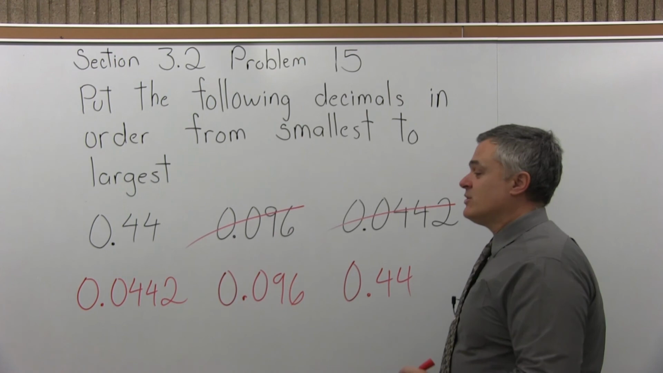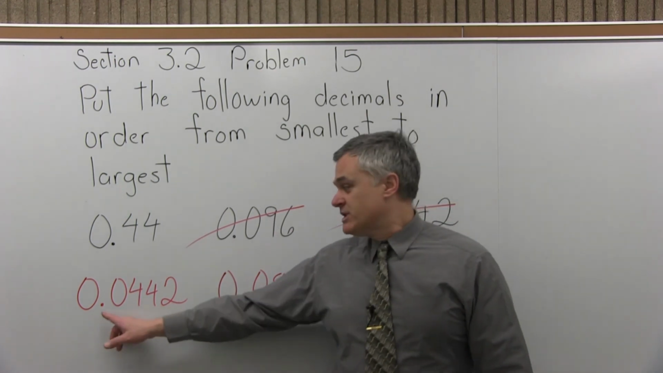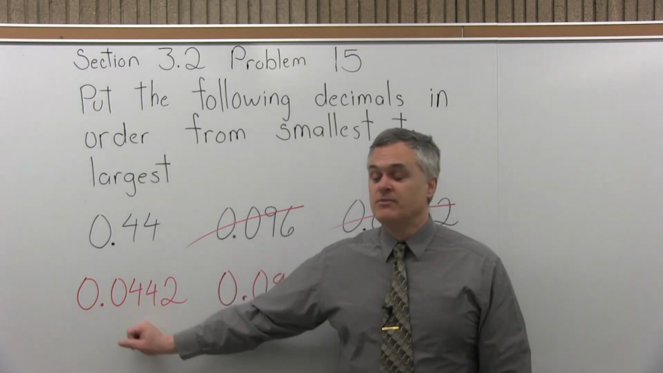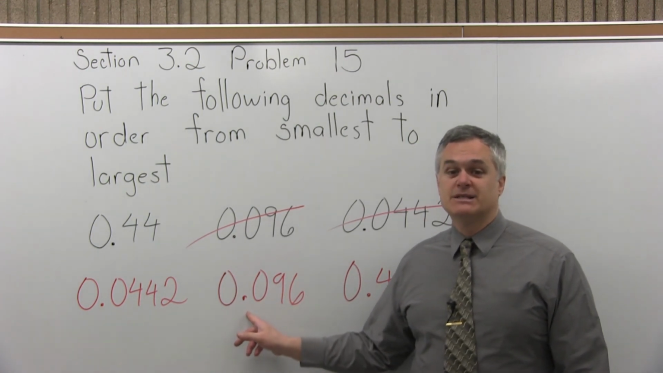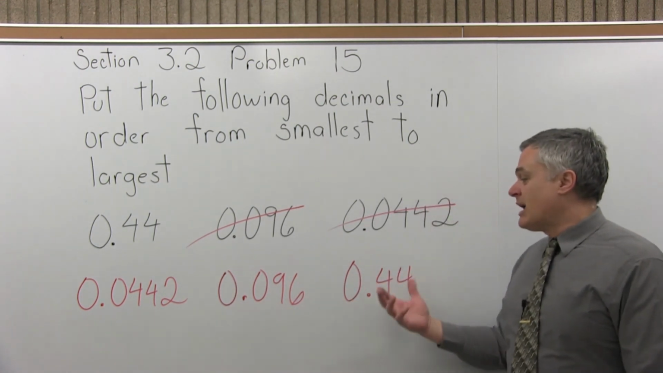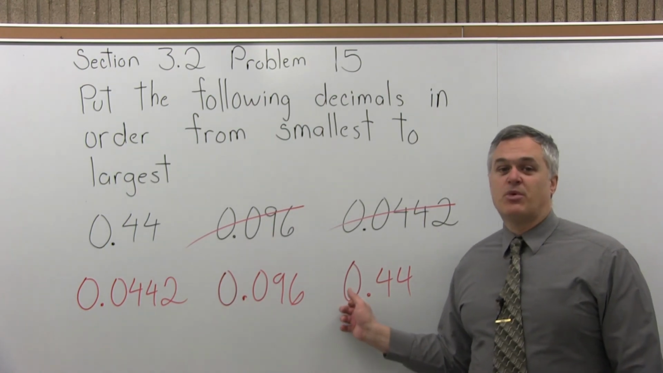So now I have the list in order. The first one, or smallest one, is 0.0442. The next one, which would be the middle value, is 0.096. And then the last one, or the largest of all of that list, would be 0.44.